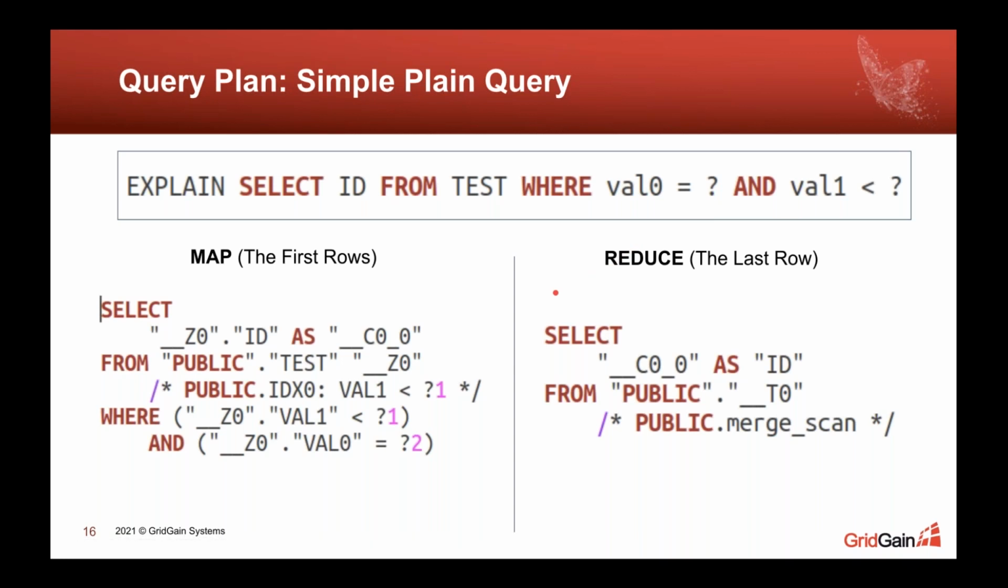The query looks pretty good because it leverages an index on the mapper side, IDX0. On the reducer side, it looks really minimalistic. The most important thing here is merge scan on the reducer side. It means that this reducer is really trivial and effective. It will only fetch and merge partial results from mappers.